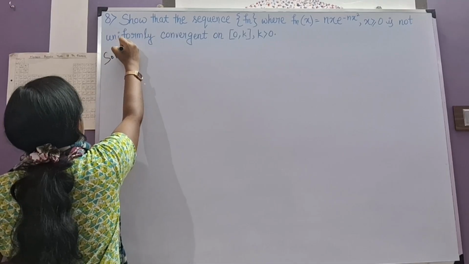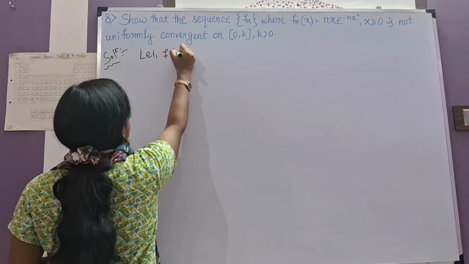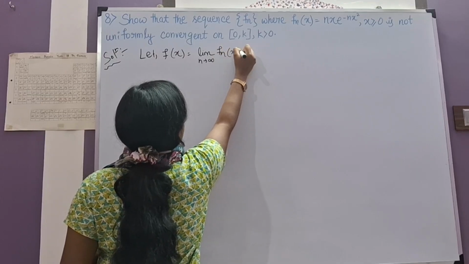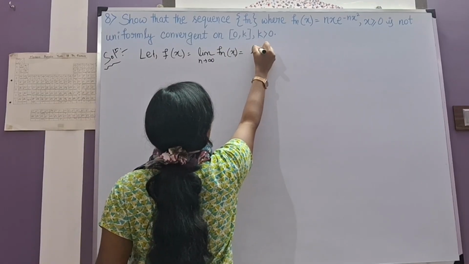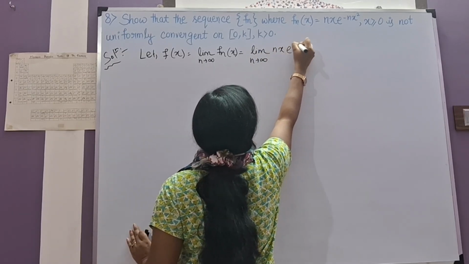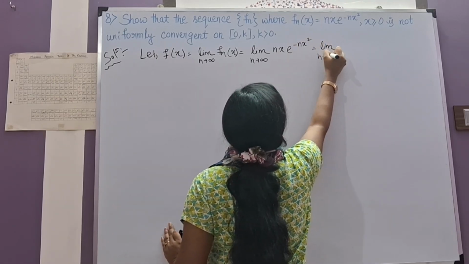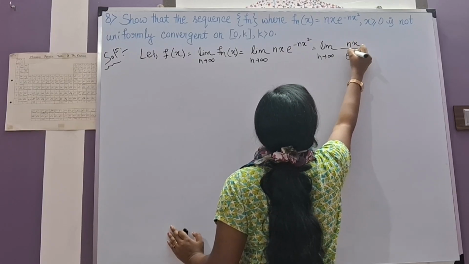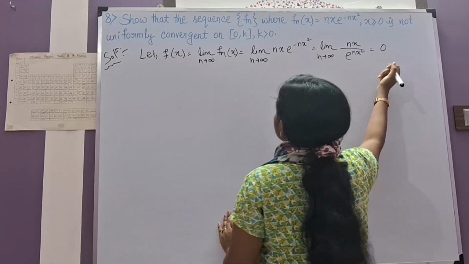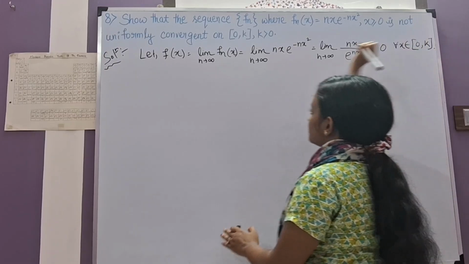Now we are going to solve this numerical. So here, let f of x equal the limit as n tends to infinity of fn of x, equal to the limit as n tends to infinity of nx into e to the power minus nx squared, equal to the limit as n tends to infinity of nx by e to the power nx squared, equal to 0 for all x belonging to [0, k].